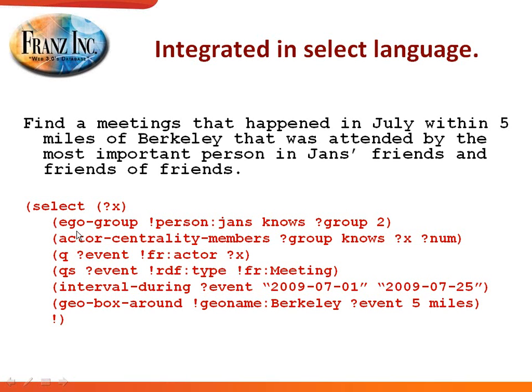If you look at this query, you see that the first 2 clauses are social network analysis clauses. So I say, find the ego group around the person Jans, 2 levels deep, put it all in group. And then for every X in this group, and start with the most important member in this group, find all the events that this particular actor X was in, where this event was of the RDF type meeting, and where the event happened in this time interval and in this particular geospatial bounding box.